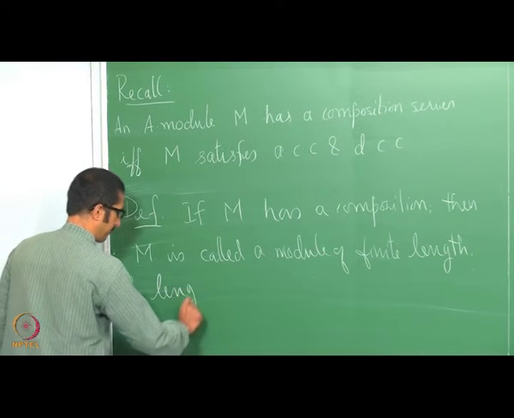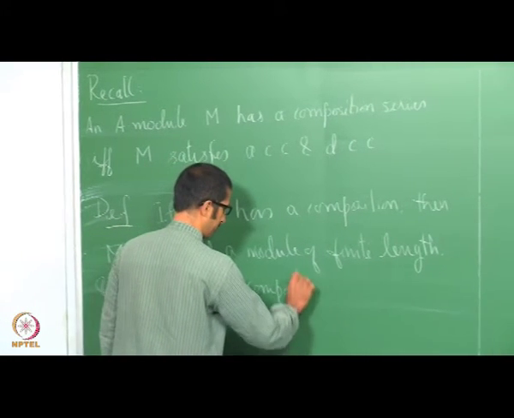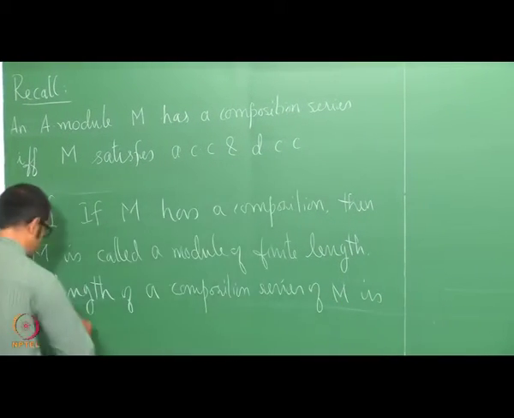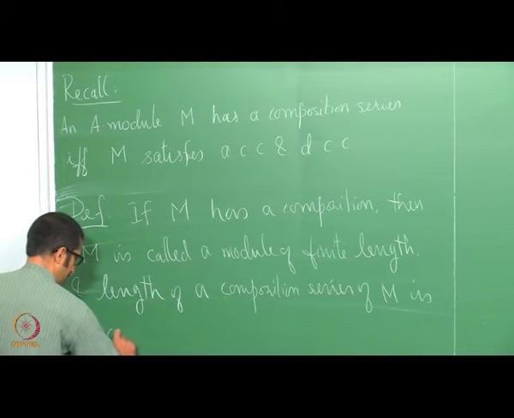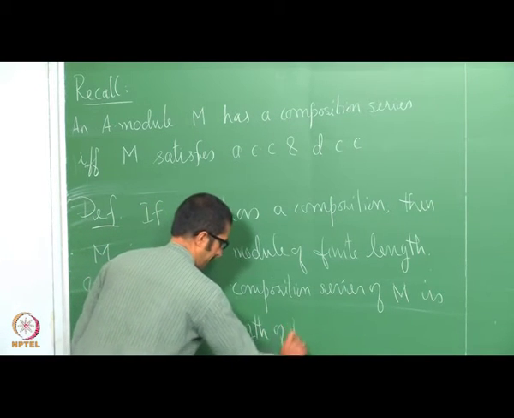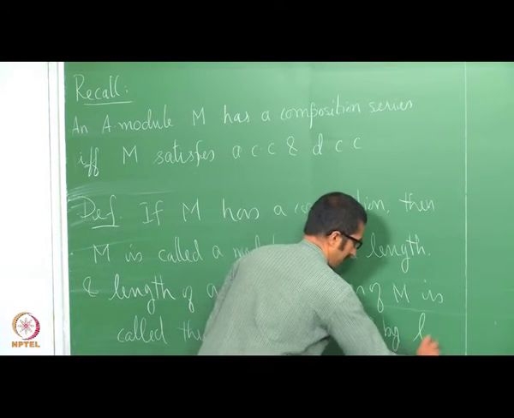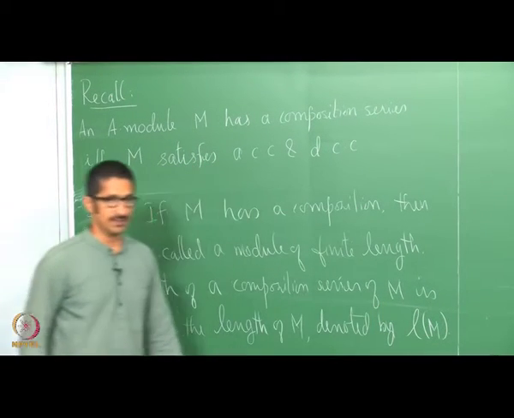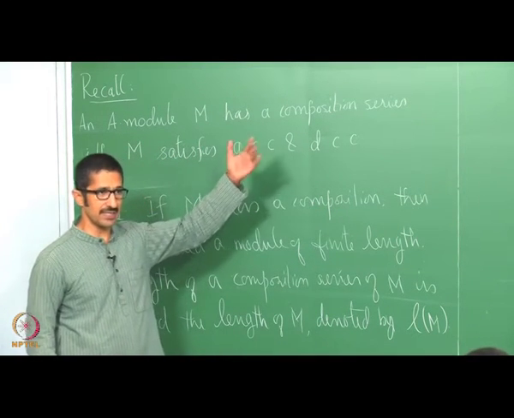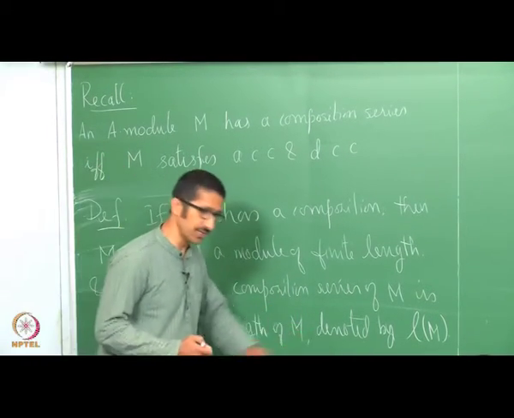The length of a composition series of M is called the length of M, denoted by L of M. This is uniquely determined because of the theorem that we proved earlier, that any composition series will be of the same length. So, this length is unique.